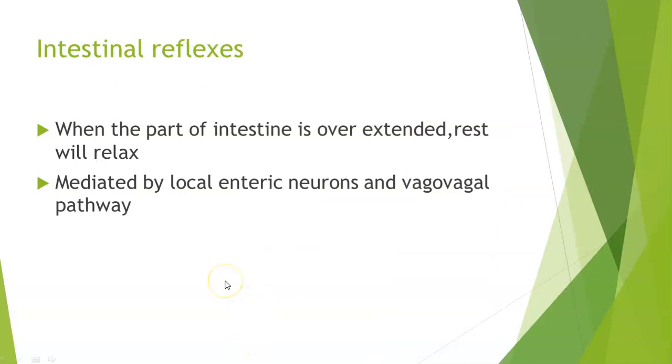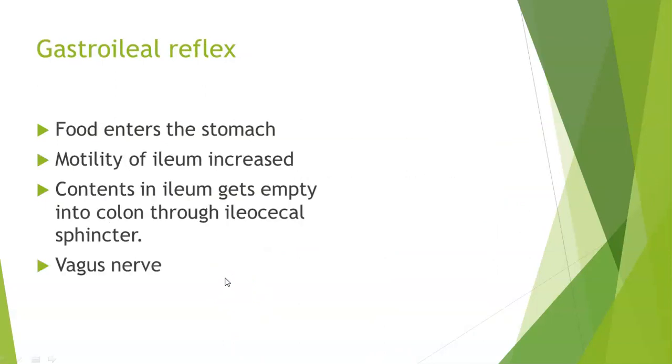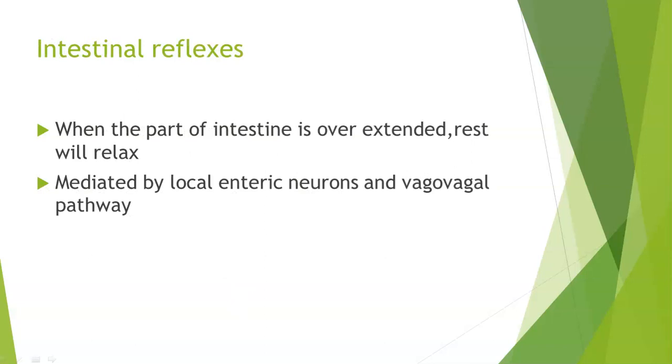Next one is the intestinal reflexes. There are two reflexes, the intestinal reflex and the gastrocolic reflex. The first one is that when a part of the intestine is over distended, the rest will relax. The intestine present in front of the bolus gets relaxed. It is already seen in the law of intestine. When a part of the intestine is over distended, the rest will relax. This is mediated by local enteric neurons and the vagovagal pathway.